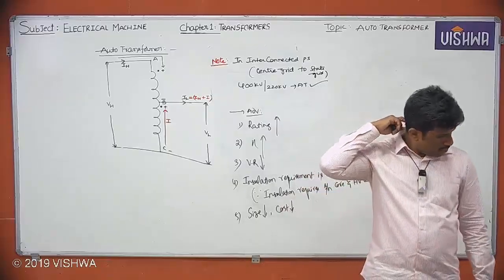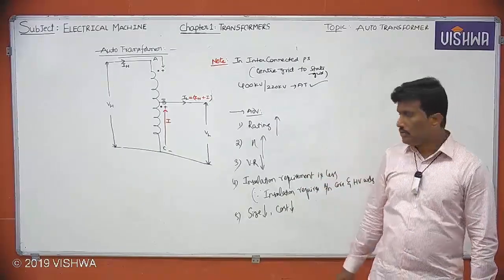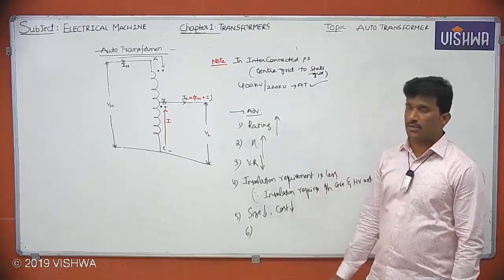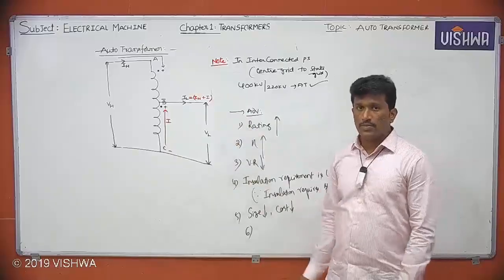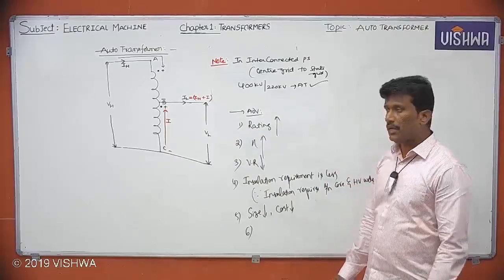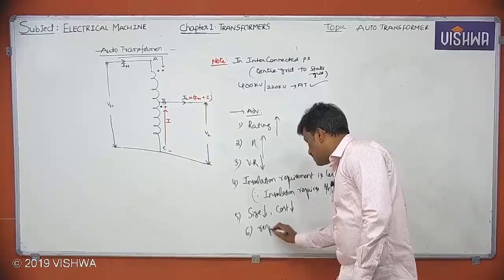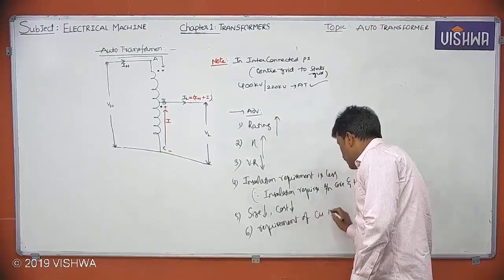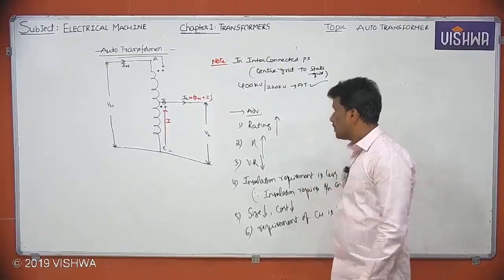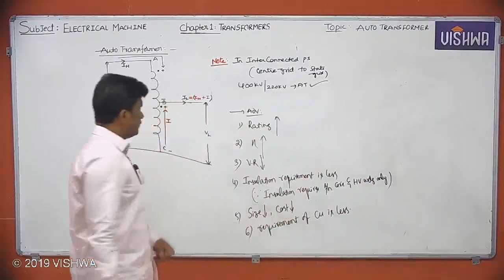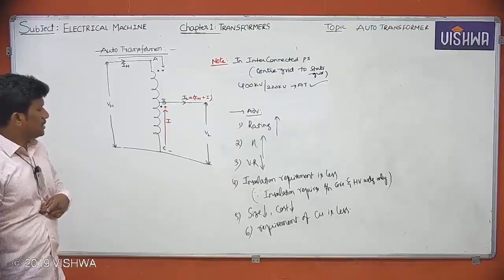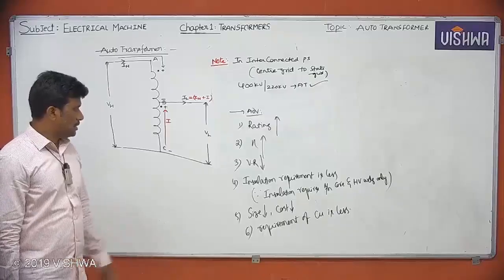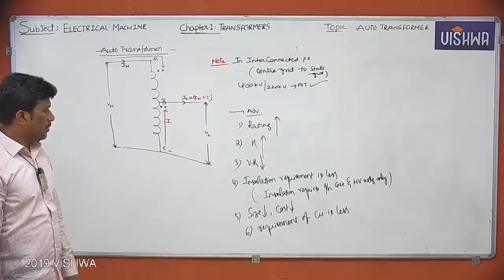Next, one more advantage is there, very, very important. Because of that only, the auto transformer has become very famous. Sixth point: weight of copper will be less. The requirement of copper is less here. So rating increases, efficiency increases, voltage regulation is less, insulation requirement is less, size reduces, cost reduces, and requirement of copper is less.